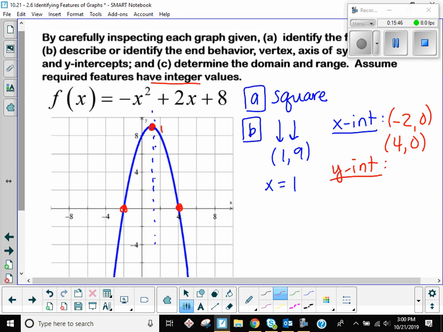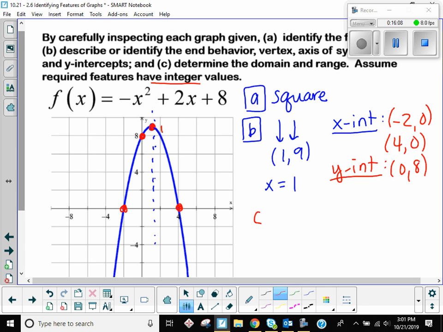The y-intercept is where the graph crosses the y-axis, and that's right here. And what is that point? 0, 8. Okay. Y-intercept is 0, 8. Is that all that Bossy B asked us to find? I think I did all the things.